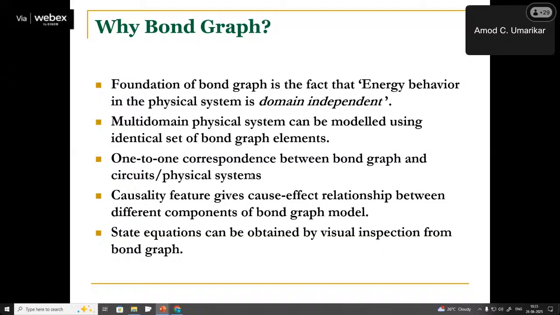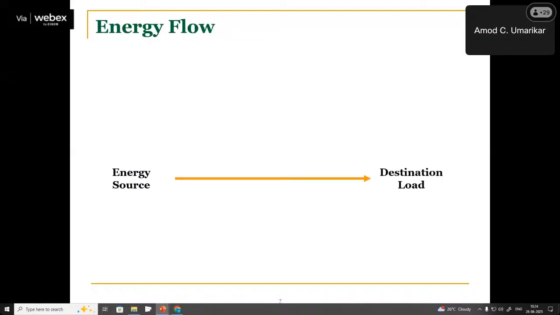And further, like in circuits, you have an inductor, so you have an inductor symbol. You have a capacitor, you have a capacitor symbol. You have a switch, you have a switch symbol. So bond graph provides you one-to-one correspondence. Bond graph also has similar elements, but they are modeled with the energy behavior. Similarly, there is a causality feature. We will discuss all these points. These causality features are useful for writing the equations, from which the state equations can be obtained. So these are the advantages of the bond graph method.